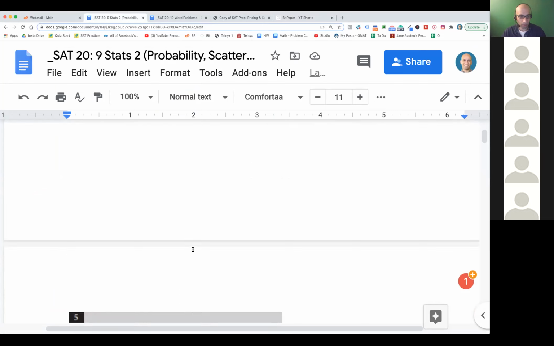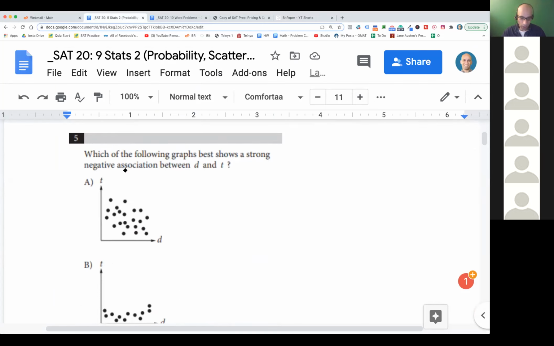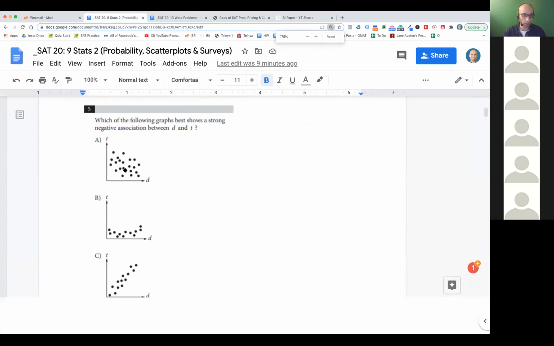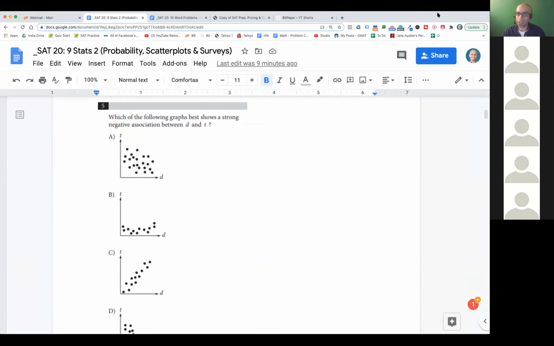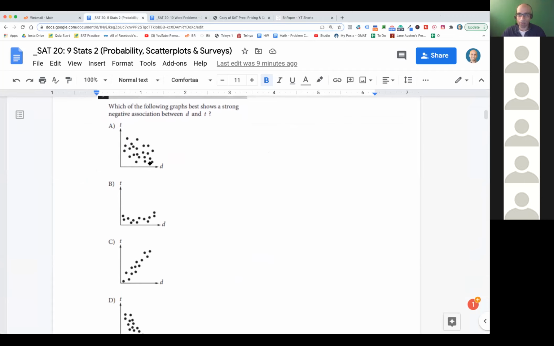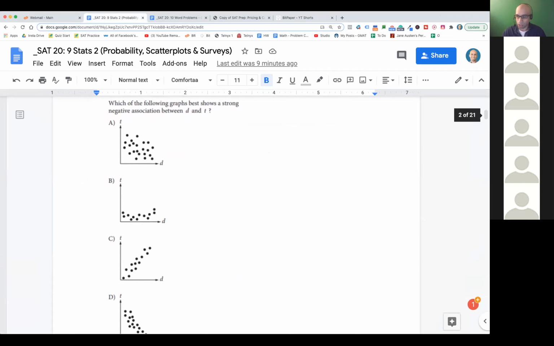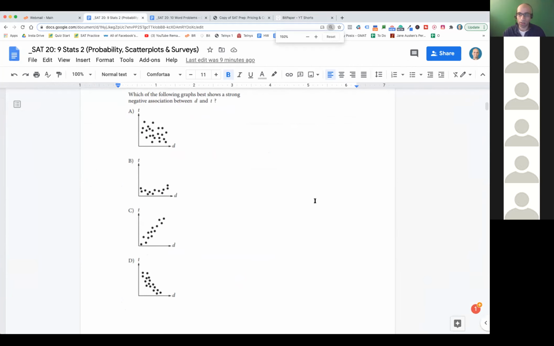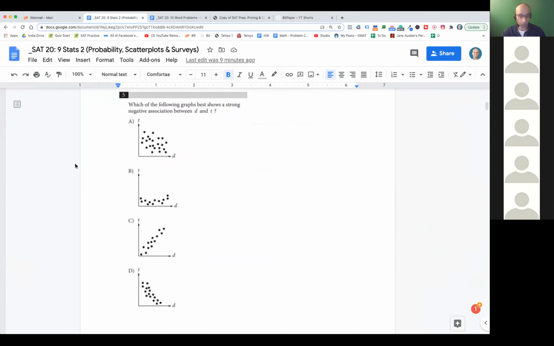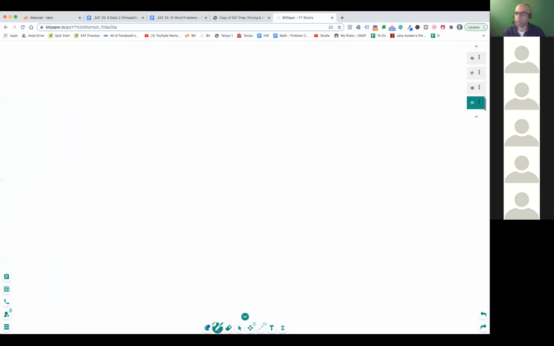You have seen this problem probably before, but try to solve it over here. Which of the following graphs shows the most negative trend? Let me just pull this down here so you can see it. Okay, so the same thing, right? I know this is a super easy question for most of you. Very good. So let's see how you do this.